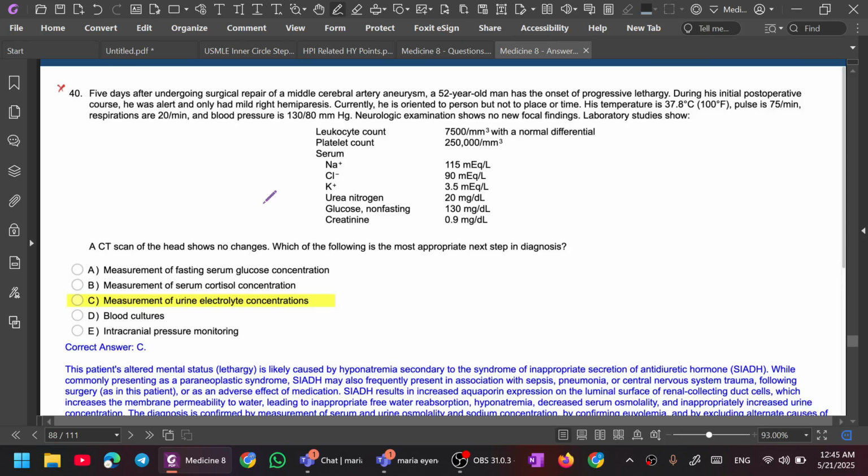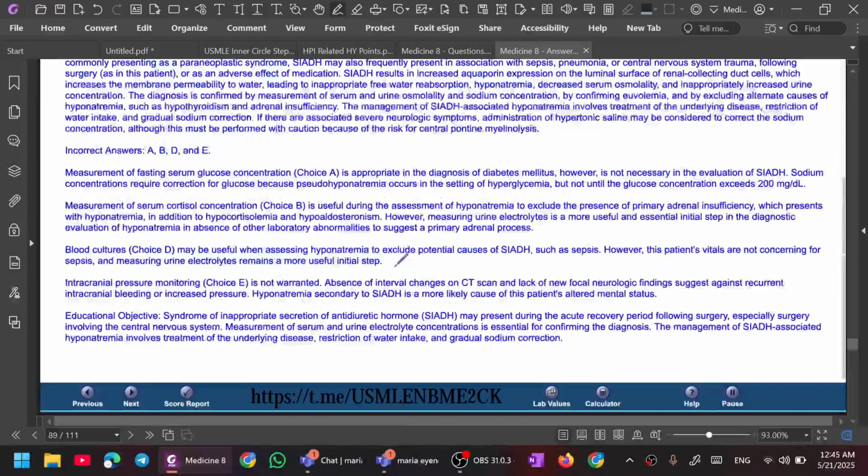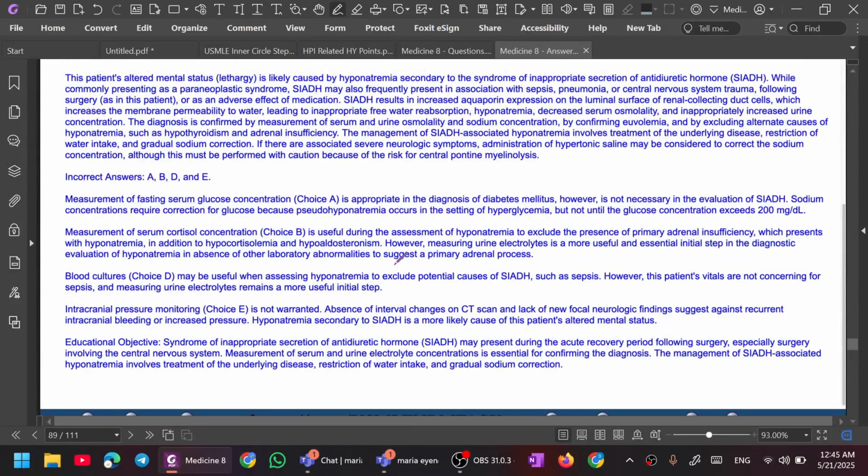Okay. This patient's altered mental status is likely caused by hyponatremia secondary to SIADH. While commonly presenting as a paraneoplastic syndrome, SIADH may also frequently present in association with sepsis, pneumonia, or central nervous system trauma following surgery, as in this patient, or as an adverse effect of medication. SIADH results in increased aquaporin expression in the luminal surface of the renal collecting duct cells, which increases the membrane permeability to water, leading to inappropriate free water reabsorption, hyponatremia, decreased serum osmolality, and inappropriately increased urine concentration.